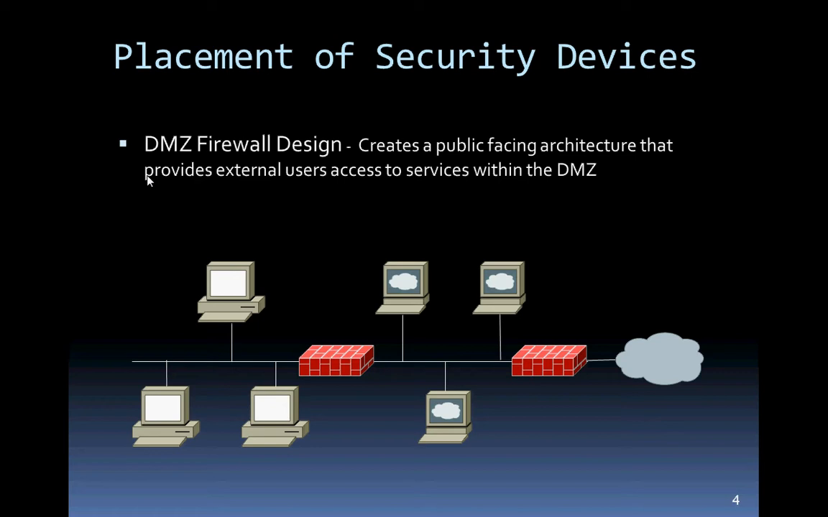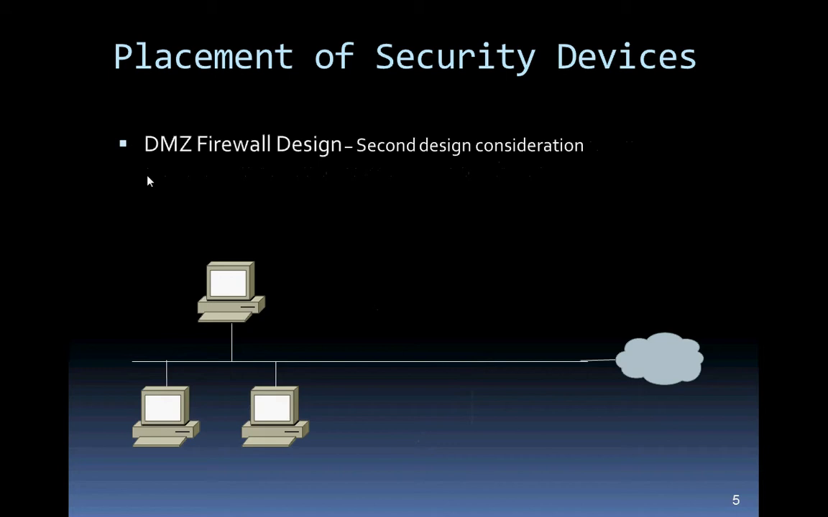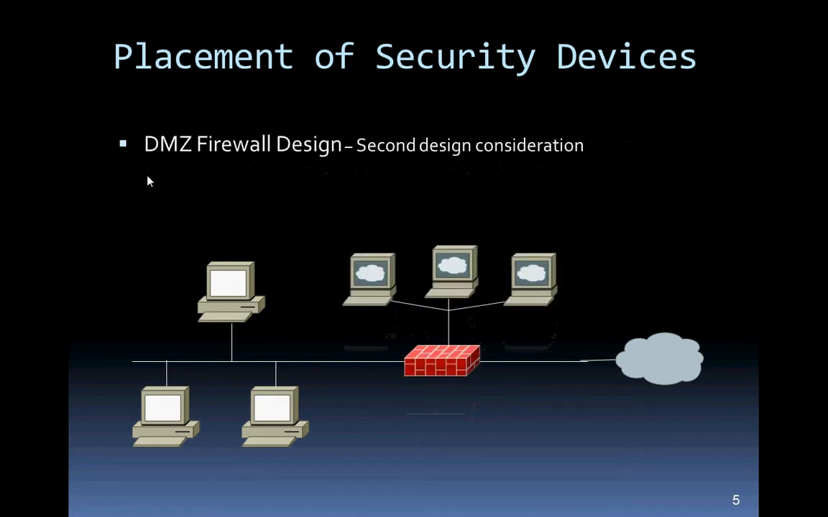Now this is one DMZ firewall design, and you can have a second design. The technology just gets better and better. So now they have firewalls that can have inbound and outbound ports on them, and they can also have a DMZ port on them, where we could connect a switch and put those external public facing services out there, like our web servers, FTP, external DNS, whatever we might need to place out there.